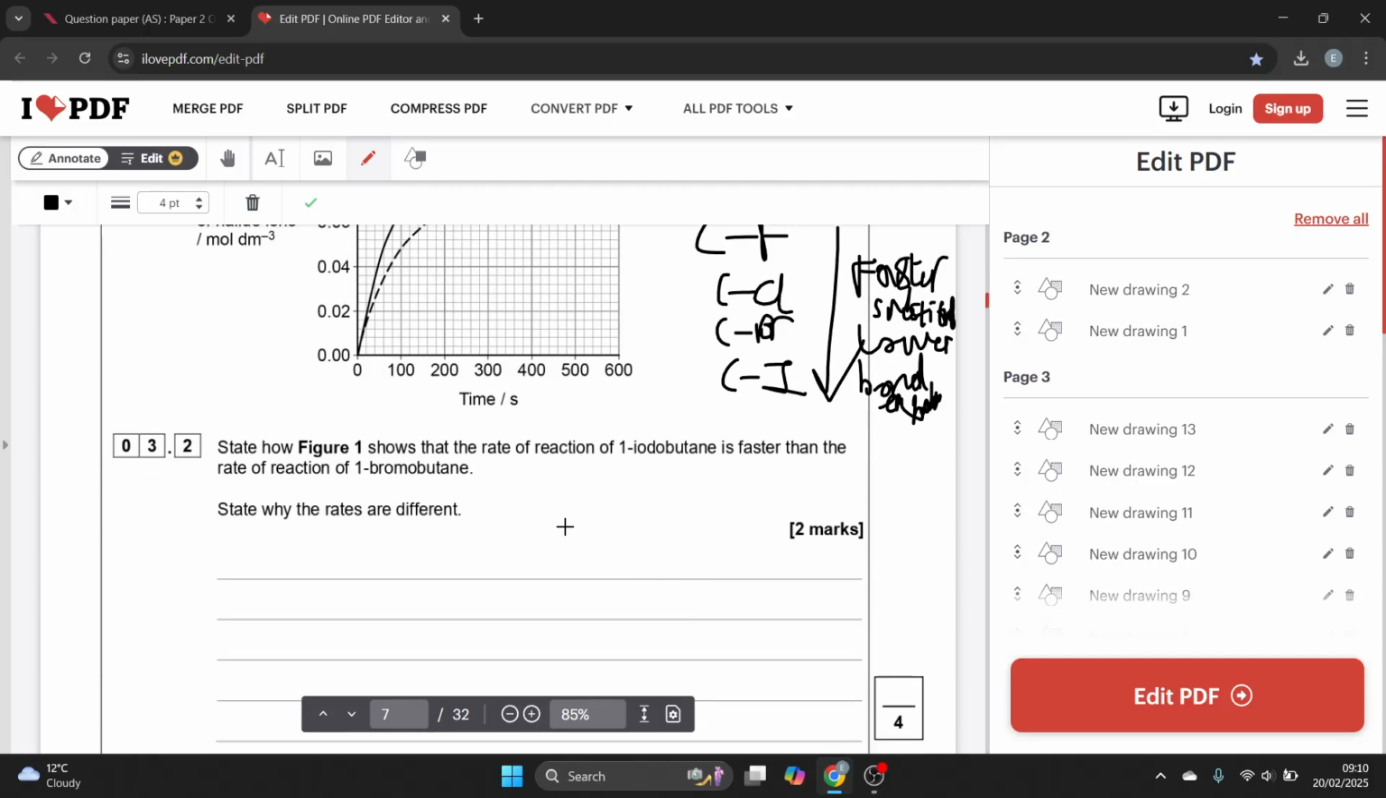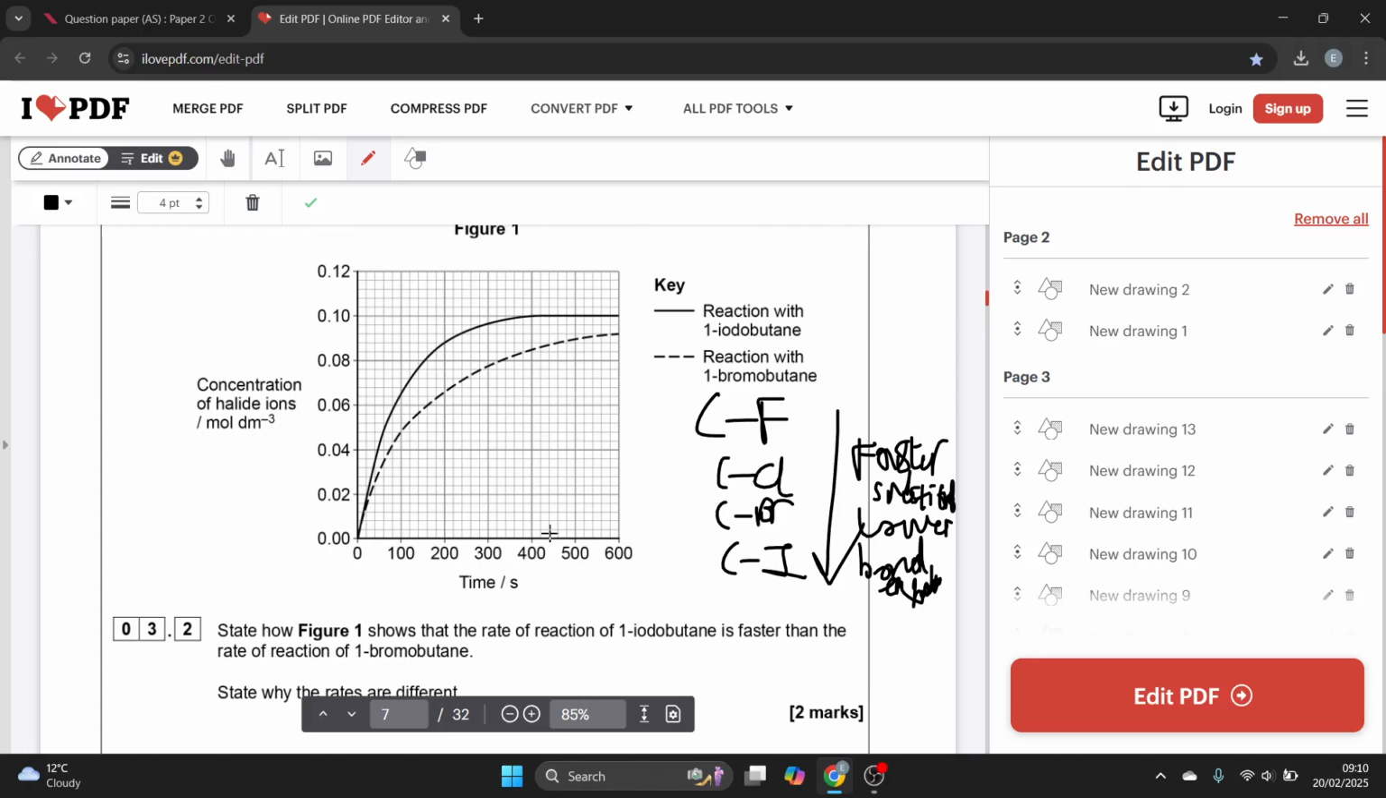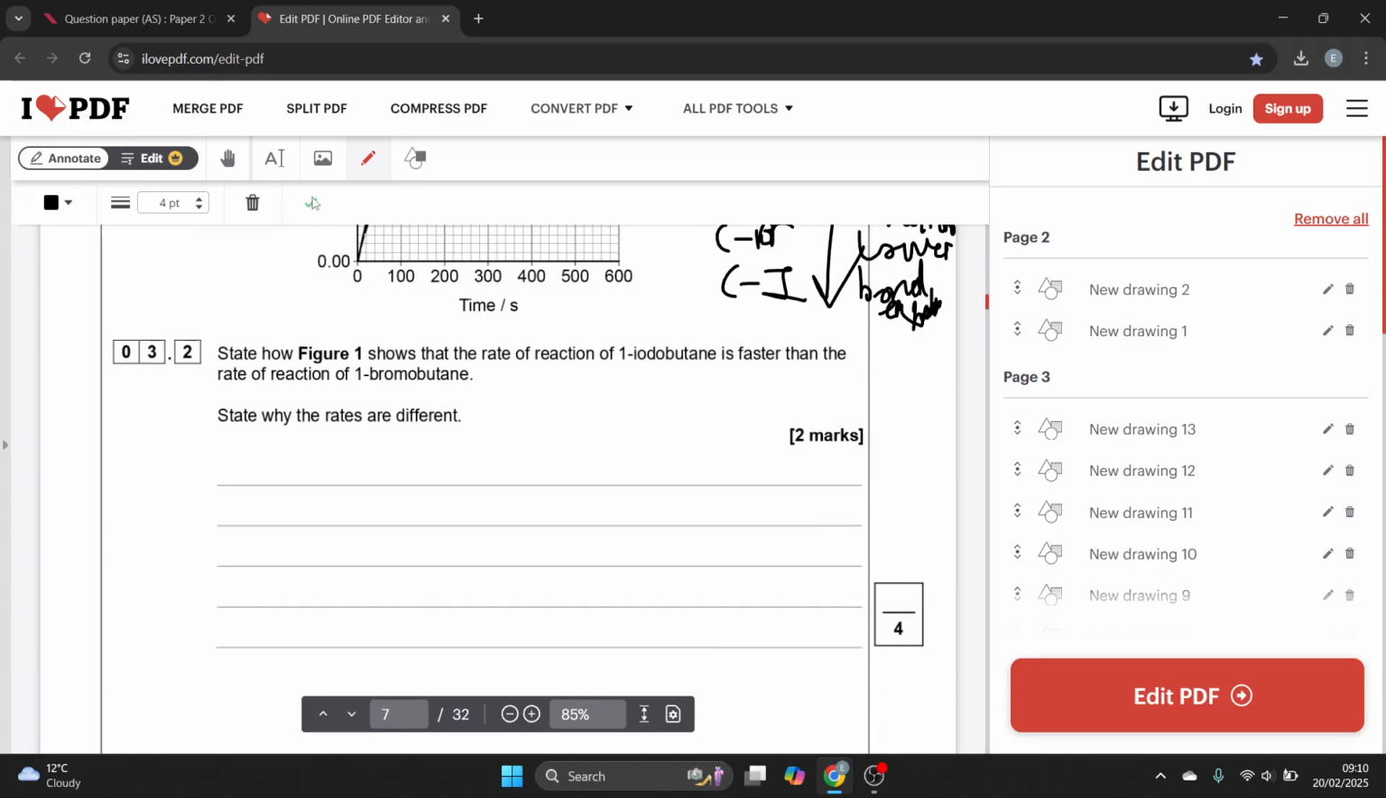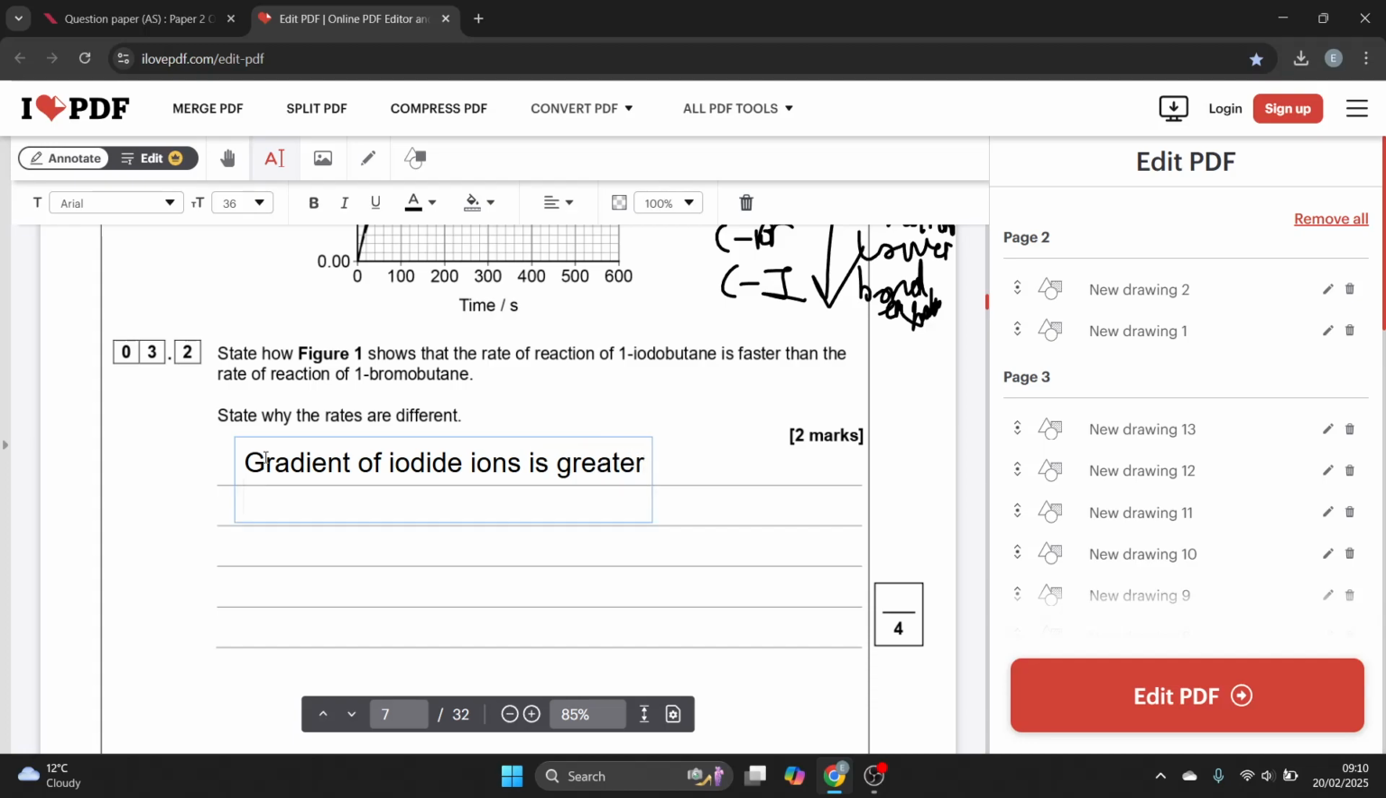So the first part: state how Figure 1 shows the rate of reaction of 1-iodobutane is faster. You just talk about the gradient. Sorry, the gradient is steeper. The gradient for iodide ions is greater. State why the rates are different.